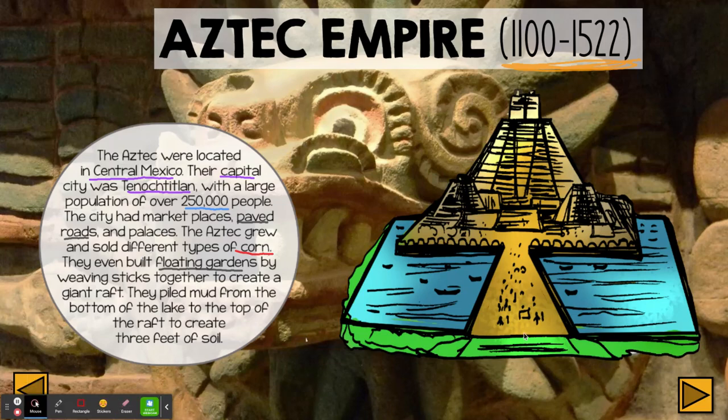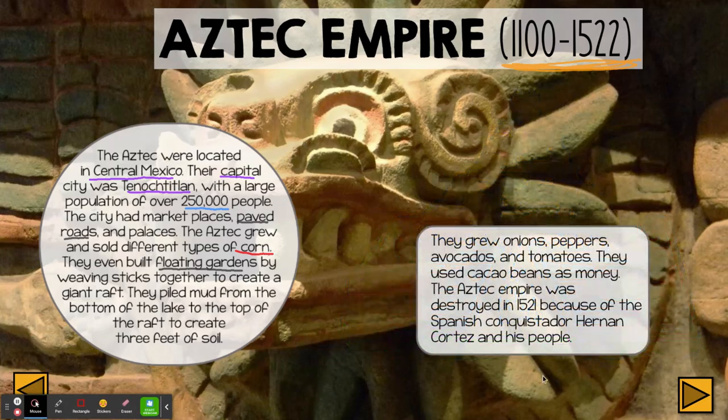All right, and for the next part, some of the other things that they also grew were onions, peppers, avocado, and tomatoes. So we can include this with our agriculture piece, but their main form of money was cocoa beans. That was their big form of money that they used in this civilization. So we can put this part with government.